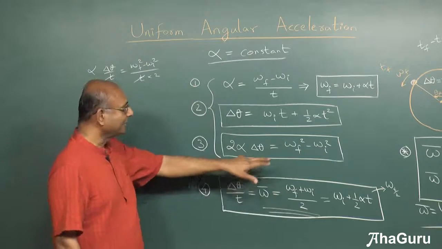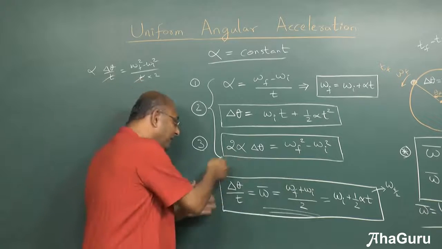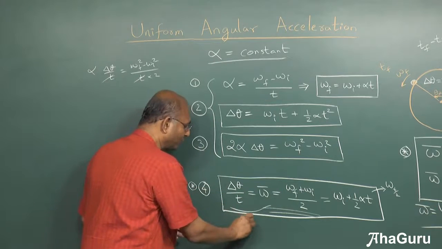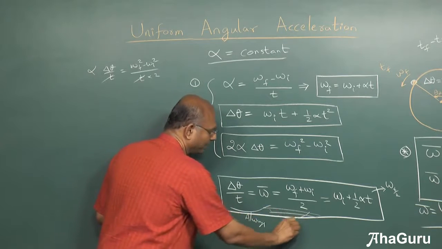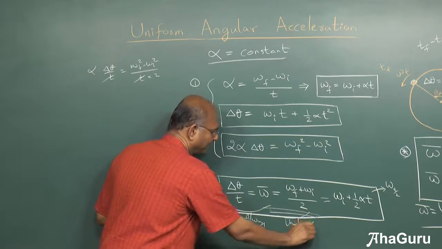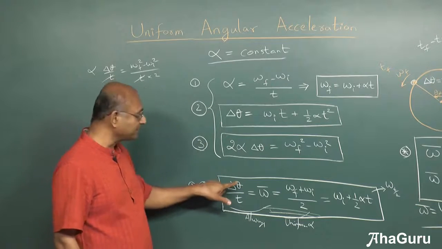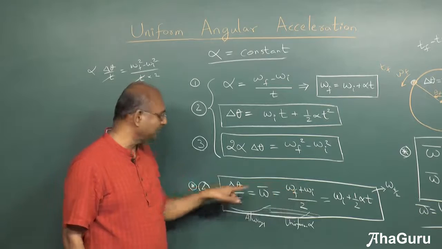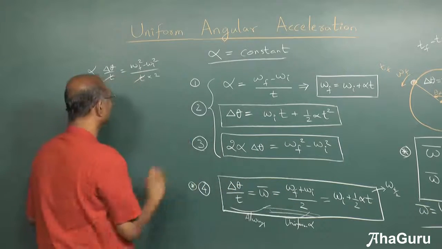Average angular velocity is final plus initial angular velocity by 2, and it is always equal to, this part is always true. This is only true for uniform alpha. So this is always true. What does it mean? Angular displacement by time is equal to this, which means angular displacement can be found once you find average angular velocity.